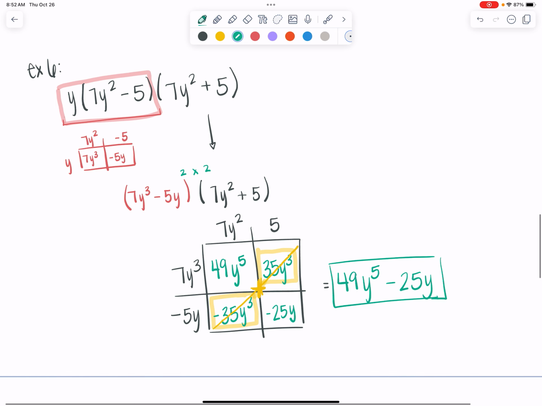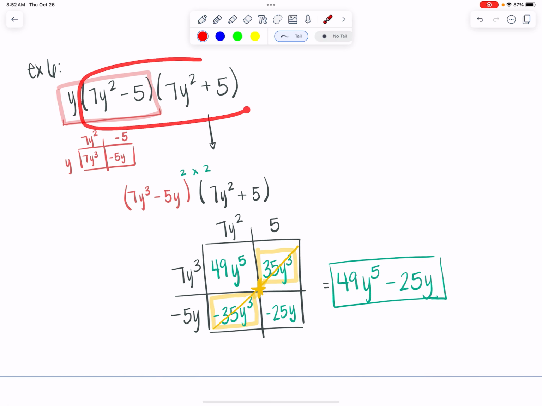Had you done it the other way, had you multiplied these two numbers first and then multiplied by y, you would have gotten the exact same answer. Your box would have looked just a little different, and you would have kind of been working backwards of ours.